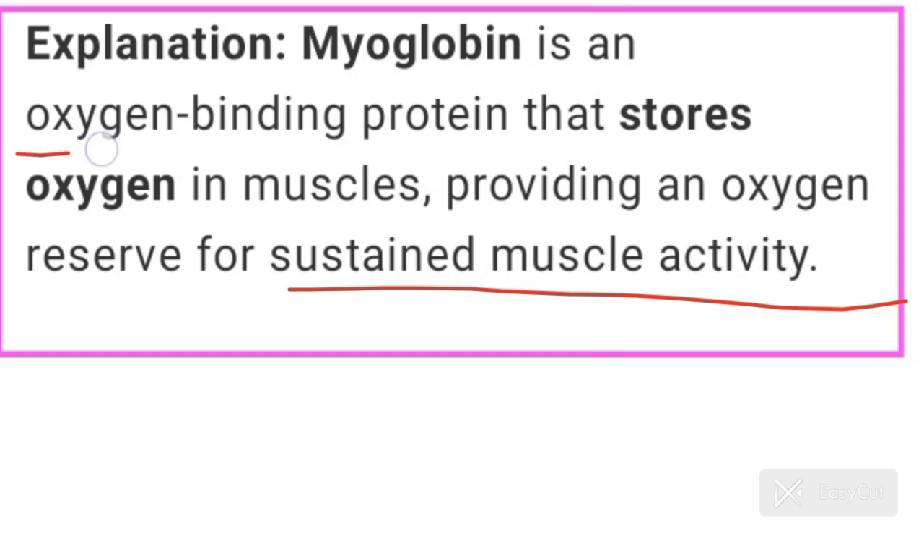Myoglobin is an oxygen binding protein that stores oxygen in muscles, providing an oxygen reserve for sustained muscle activity. ऑक्सीजन बाइंडिंग प्रोटीन है मायोग्लोबिन. मसल्स में ऑक्सीजन को स्टोर करने का फंक्शन होता है मायोग्लोबिन का, और मसल्स की एक्टिविटी के लिए मायोग्लोबिन ही रिजर्व ऑक्सीजन प्रोवाइड करता है.